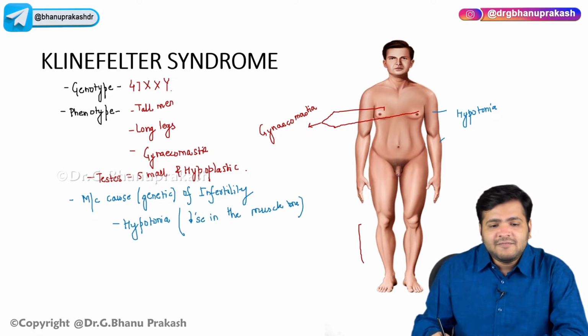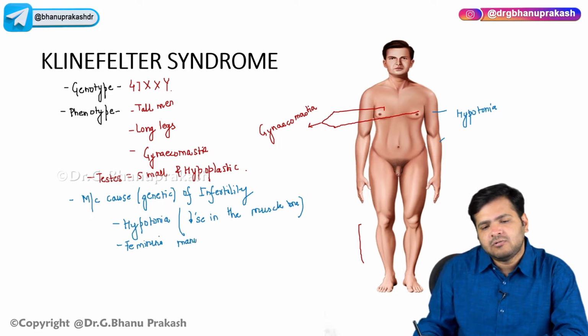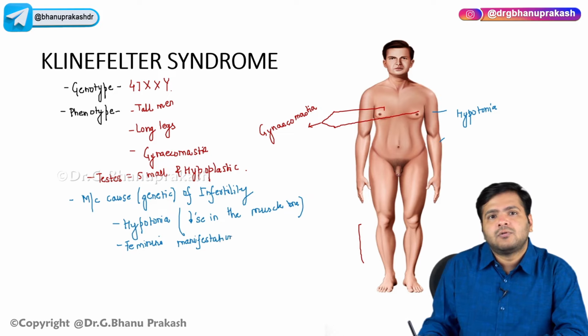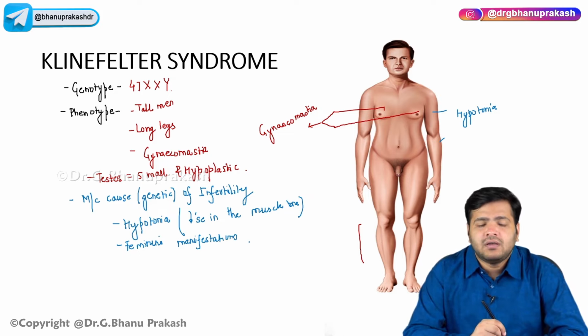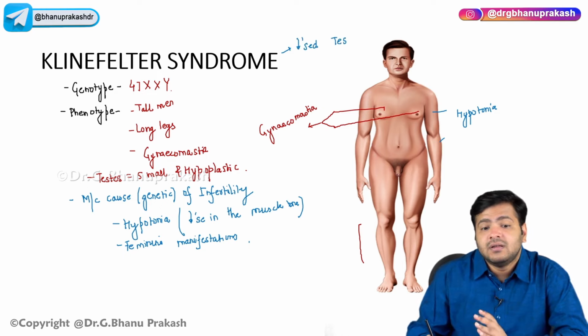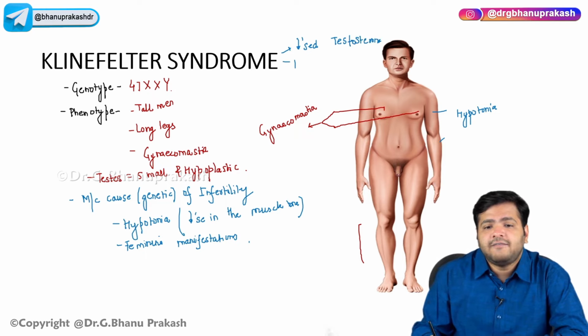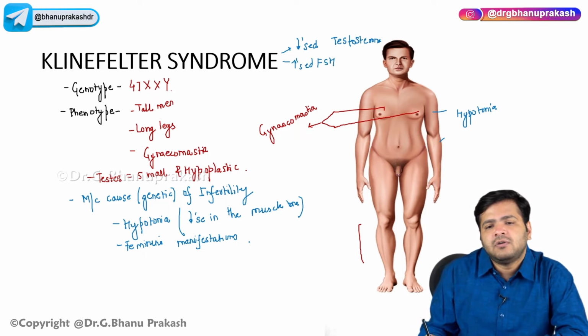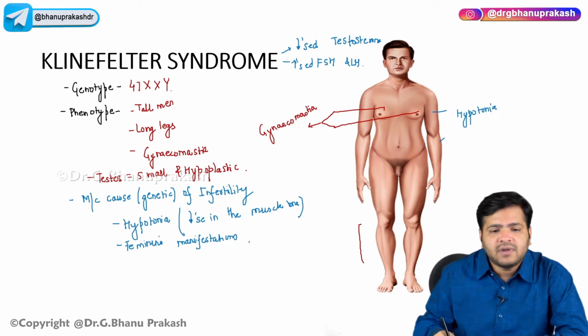You will see feminine manifestations, as I've already told you about the gynecomastia. There will be testicular atrophy. Apart from that, in Klinefelter syndrome, we already know there will be decreased testosterone, because the testis is atrophic, small or hypoplastic. So there will be decreased testosterone level, but you will have increased FSH and LH.